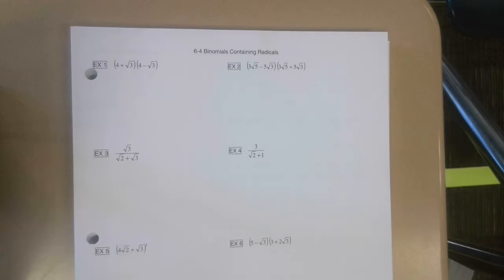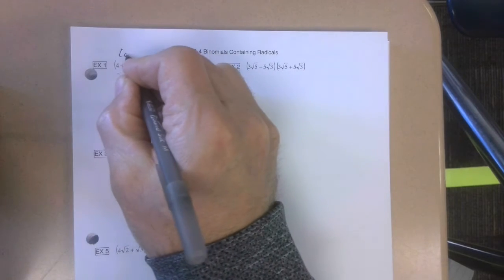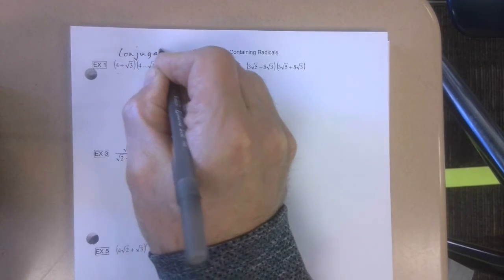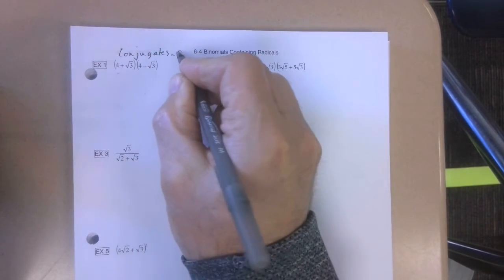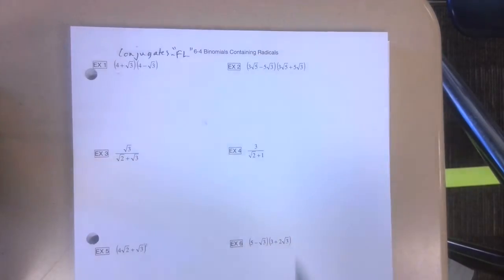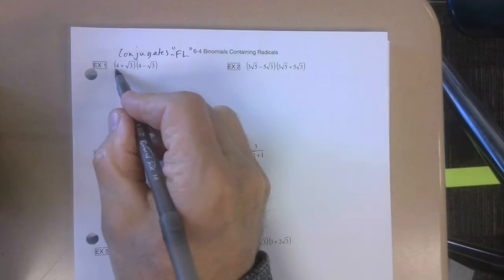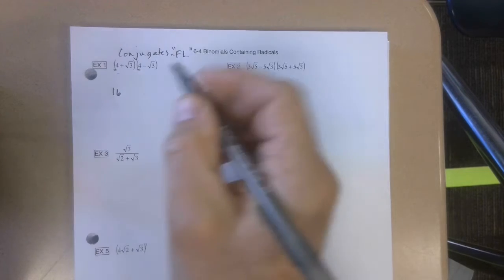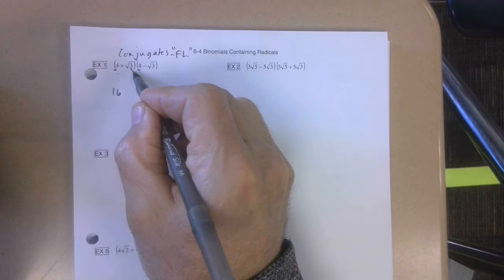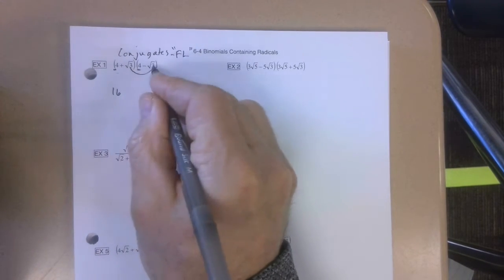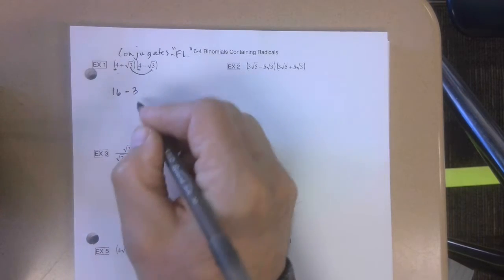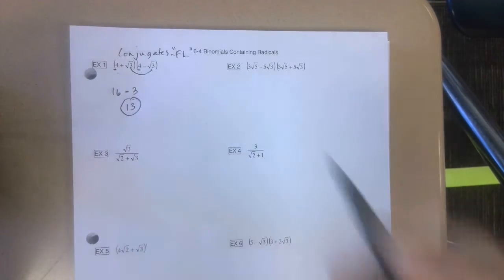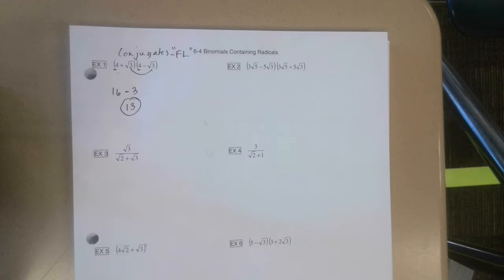So instantly I can see that these are conjugates, which tells me, aha, save some time. So 4 times 4, 16. Square root of 3 times negative square root of 3, the roots would fly off and I'd get minus 3. And it's that easy, you guys. Watch the pre-lesson if that's confusing.